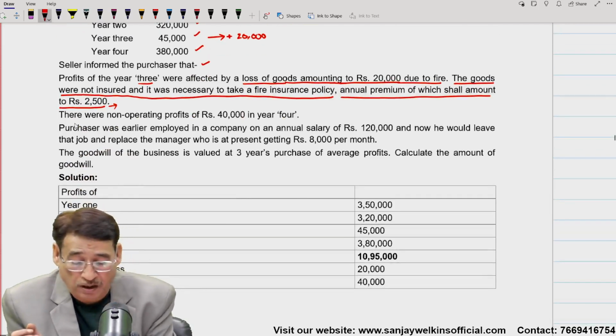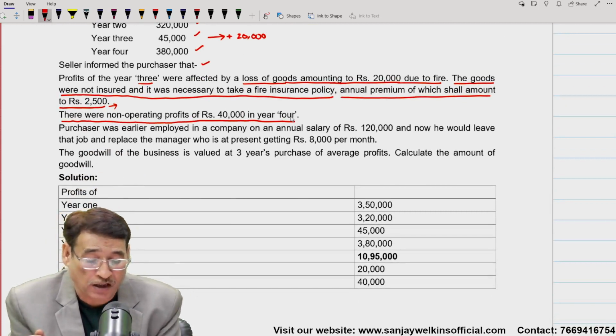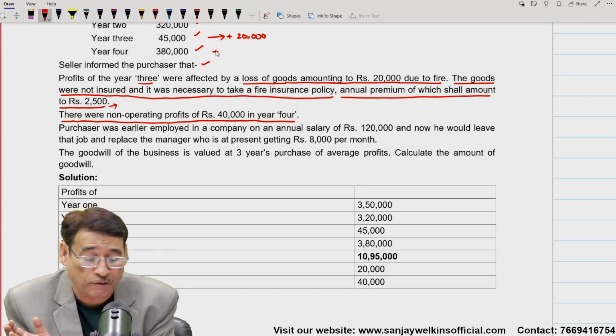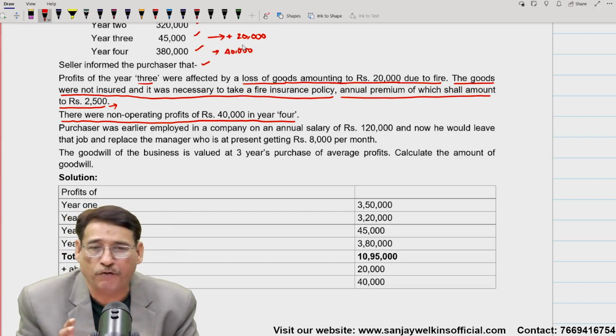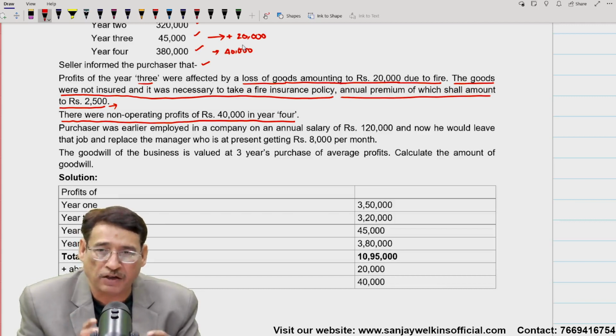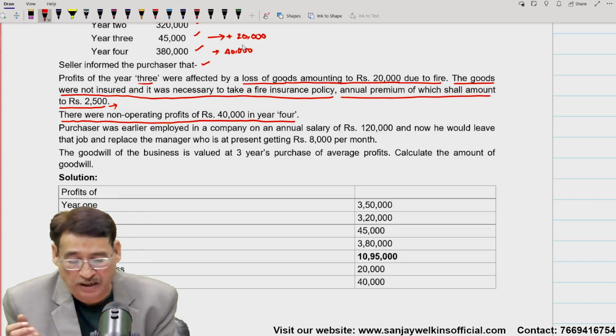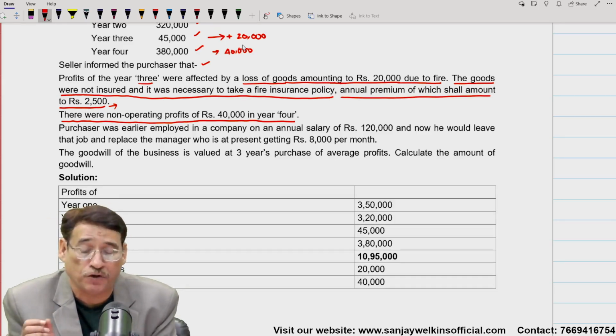Besides that, there were non-operating profits of rupees 40,000 in year 4. So quite obviously, we are going to subtract 40,000 also, because non-operating profits are subtracted. After doing all these adjustments, we will arrive at what we call total adjusted profit. We'll divide it by 4 to get the average adjusted profit. Once the average adjusted profit is arrived at, then what will happen? We will have to do some future adjustment.